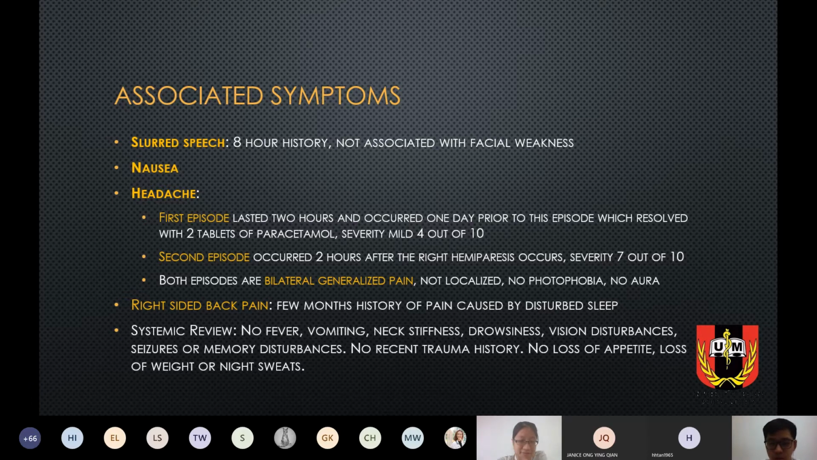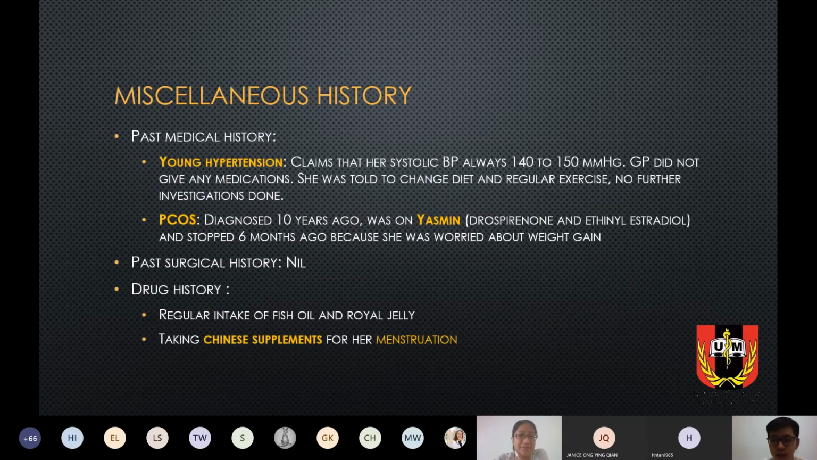Okay, you want to move on to the next slide? Okay. So for the next slide, for the past medical history, the patient does have a history of hypertension. So she claimed that her systolic BP has always been around 140 to 150.